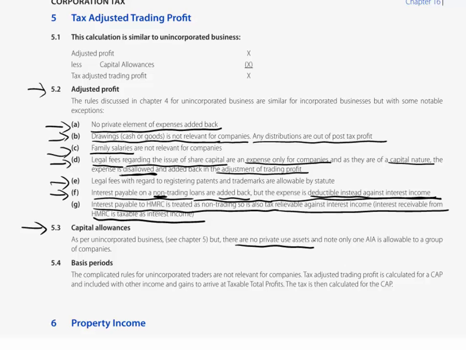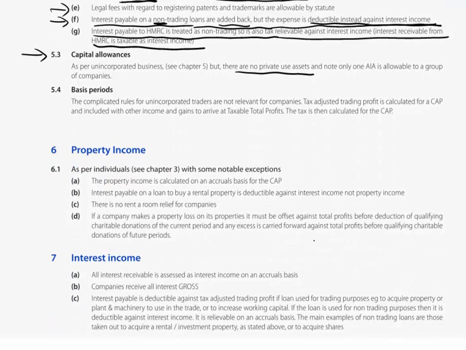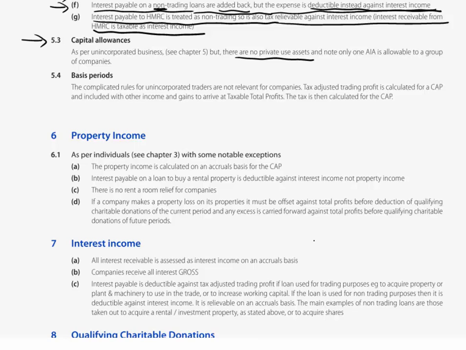Now that sorted out your tax adjusted trading profit there. Moving on down, other sources of income. Property income to begin with. Now mostly when dealing with property income it's what we saw back in Chapter 3, but with some notable exceptions. Again, the property income is calculated on an accruals basis. Rental income accrued less allowable expenses incurred. But of course, for what period have we just said we prepare the corporate tax computation? It's for the chargeable accounting period.